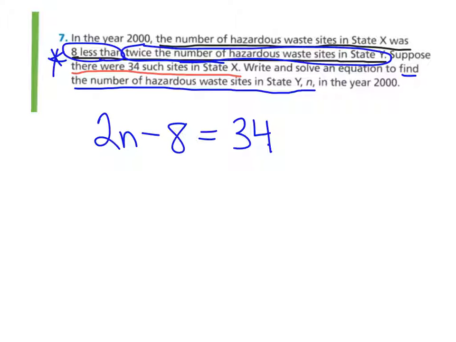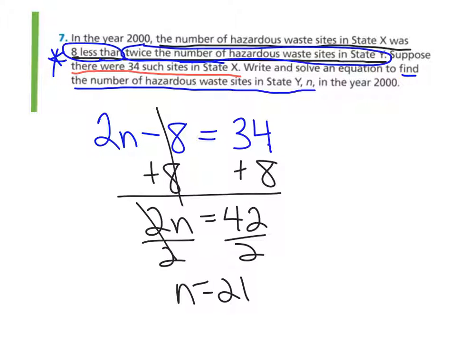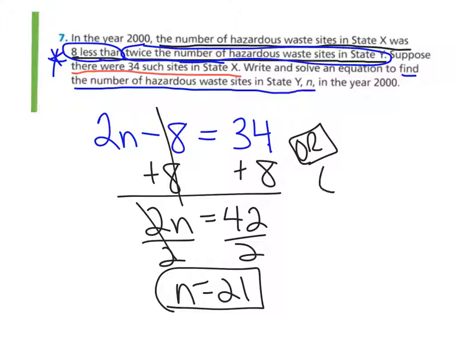This is kind of like our home run problem we did earlier. Once we get that set up, they're subtracting, so we would need to add 8. And then they're multiplying, so we'd need to divide by 2. And we would get that there are 21 of these sites in state Y. Another way of doing this, kind of working backwards here, you could do quantity 34 plus 8 divided by 2. And you'll get the same answer that way as well.